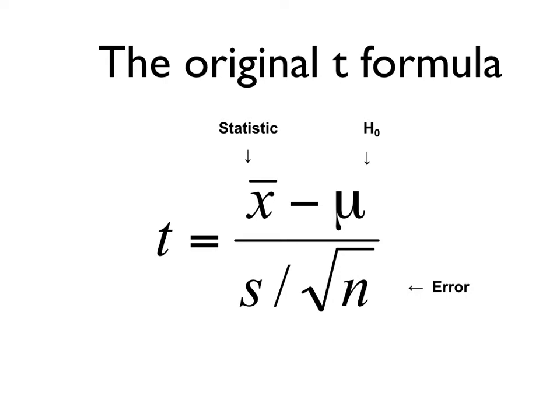So we have a statistic, we got H0, we've got the standard error of the mean. We take a statistic, we subtract something representing a null hypothesis, and we divide by the standard error of the mean. That's for the original T formula.